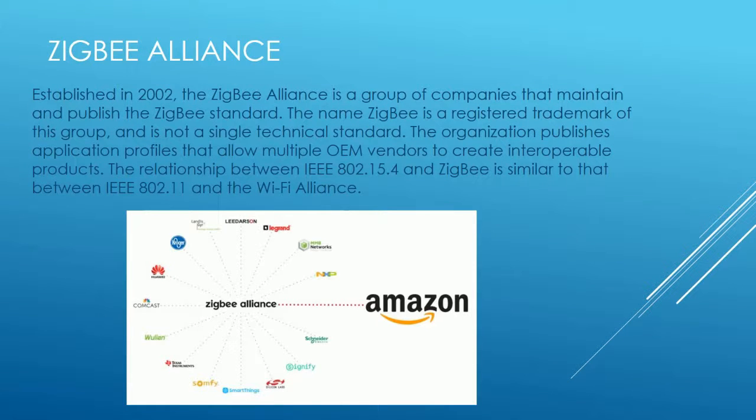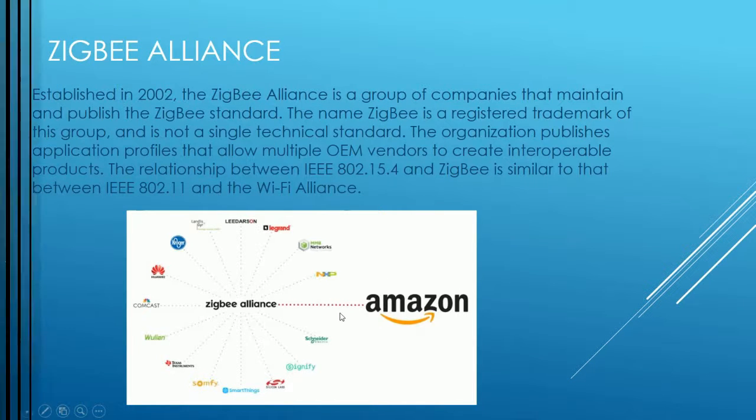The relationship between IEEE 802.15.4 and Zigbee is similar to that between IEEE 802.11 and the Wi-Fi Alliance. Recently, Amazon joined this alliance.